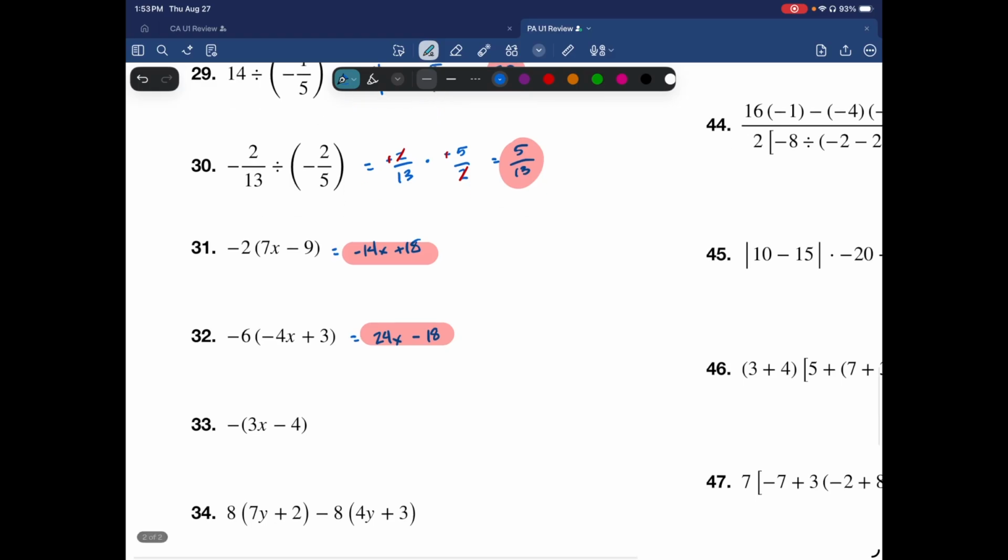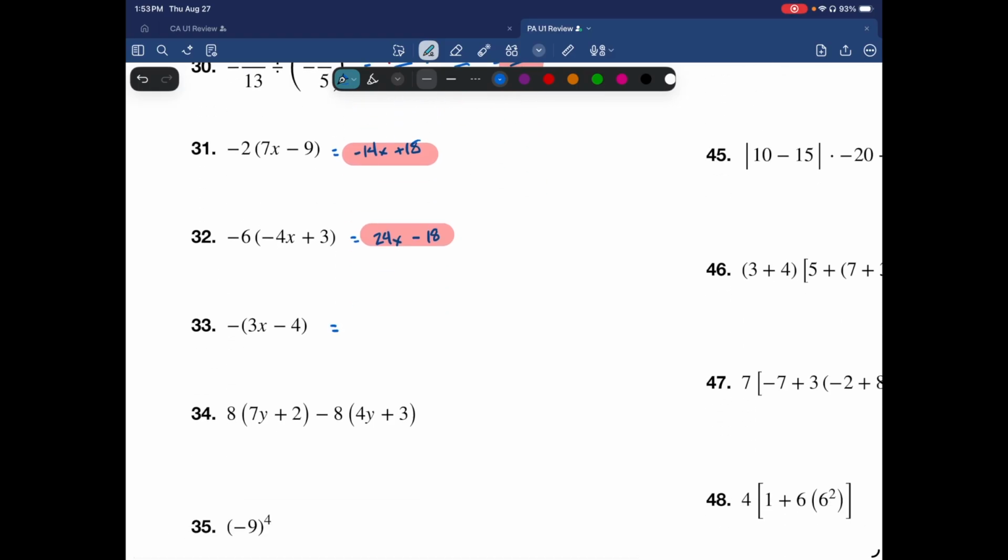Okay, on 33, we have 3x minus 4. The negative is the only thing on the outside, so all that's going to change is my signs. So you got negative 3x and positive 4. A lot of students get tripped up on this because they know it's a sign change, but for some reason they think it's all positive or all negative. It's not how it works. It's whatever it is, it's going to become the opposite. So if it's positive, it's going to become negative. If it's negative, it's going to become positive. So it changes every sign that it encounters. So keep that in mind.